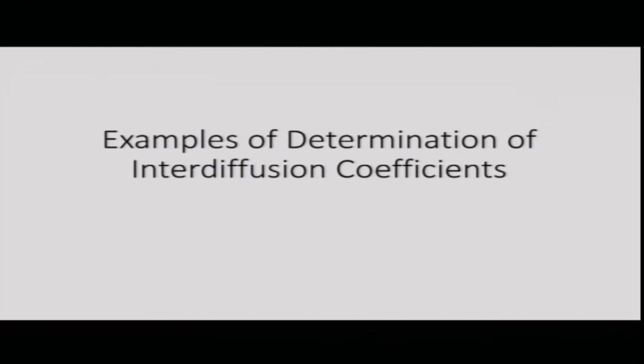So, now that we have gone through various techniques for experimental determination of interdiffusion coefficients in binary, ternary as well as higher order systems, today I would like to show you some examples from the literature in which they have actually determined the interdiffusion coefficients, and we will start with binary. I will also give one example each from ternary, quaternary and quinary. So, the examples of determination of interdiffusion coefficients from the literature.